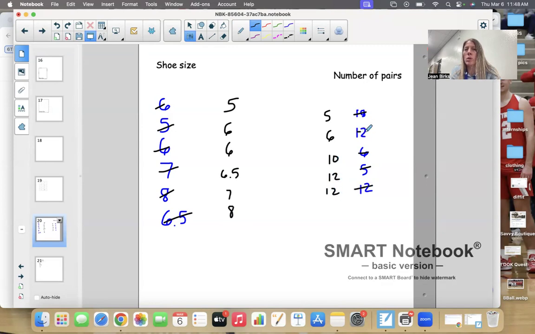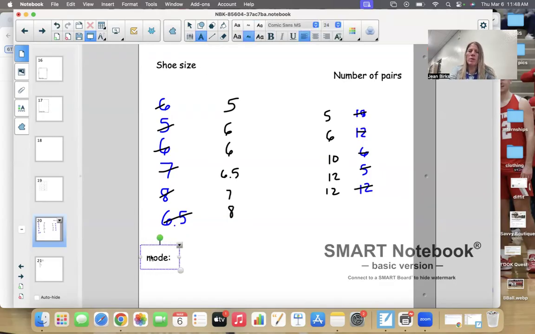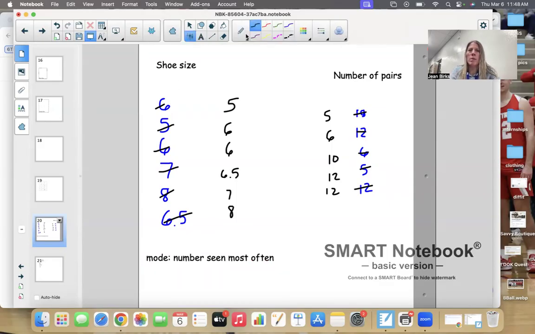So we reviewed what mode is. When you're talking about mode, I'm looking for the number you see the most often. So in my first data set with shoe size, the number I saw the most often was a 6. So my mode would be 6. On this question, the number I saw most often was a 12. So my mode for this data set would be 12.